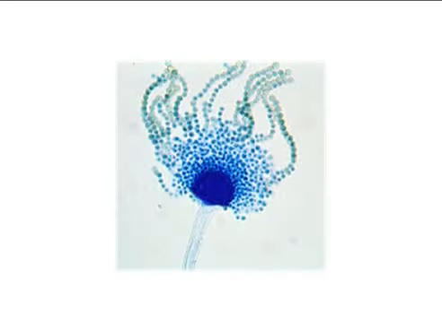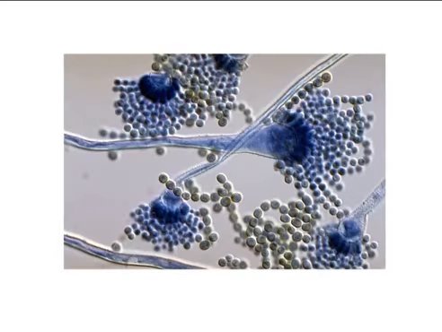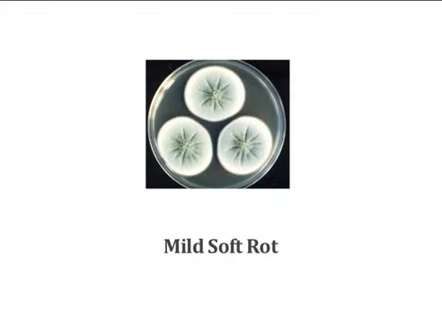Aspergillus flavus colonies are commonly powdery masses of yellow-green spores on the upper surface and reddish gold on the lower surface. Hyphae are septate and hyaline. The conidiophores are rough and colorless. Phialides are both uniseriate and biseriate. Next important fruit rot is the mild soft rot.